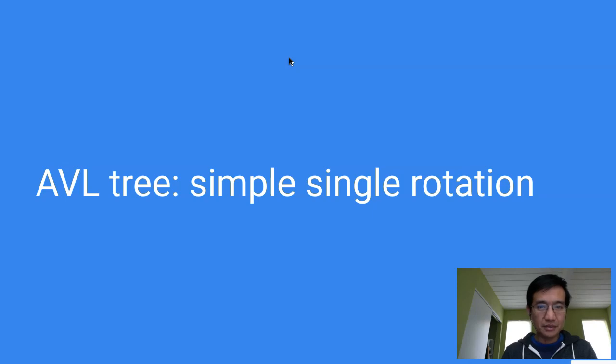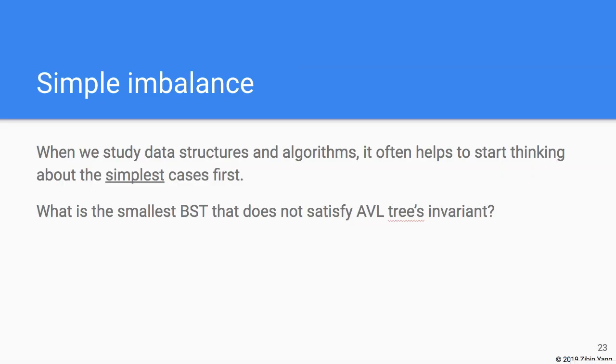Hi, in this video, we're going to talk about single rotation in AVL tree, which is a way to keep the AVL tree balanced. Whenever we study data structures or algorithms, it often helps to think about the simplest problem we're trying to solve first, right? So in the case of AVL tree, the question is, what is the smallest binary search tree that does not satisfy the AVL tree's invariant?